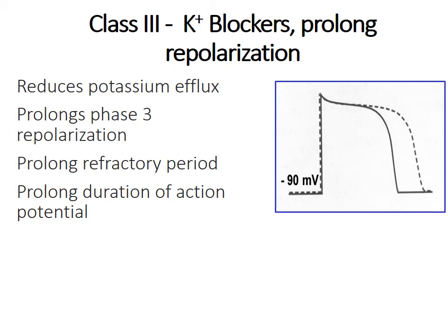Moving on, we have our class 3 antiarrhythmics. Again, these are going to be our potassium blockers, so they're going to help to prolong repolarization. This is mainly due to this potassium efflux coming out towards that phase 3. So these are going to prolong phase 3 repolarization, which helps to prolong the refractory period and the duration of the action potential itself. Out of the antiarrhythmics you're going to see being used for control of ventricular arrhythmias or things like AFib and flutter, you're probably going to see class 3 antiarrhythmics being used most frequently.